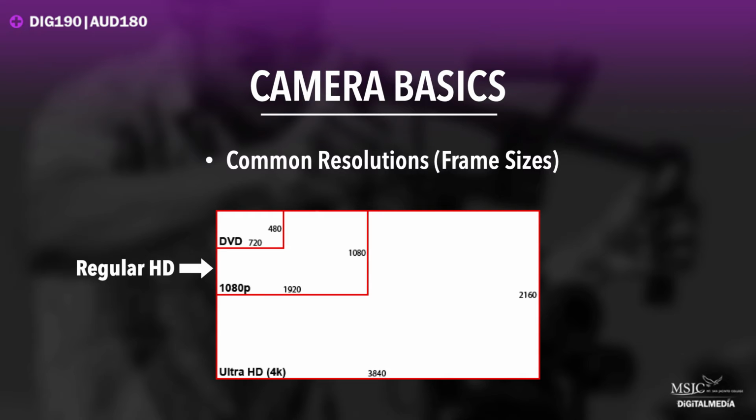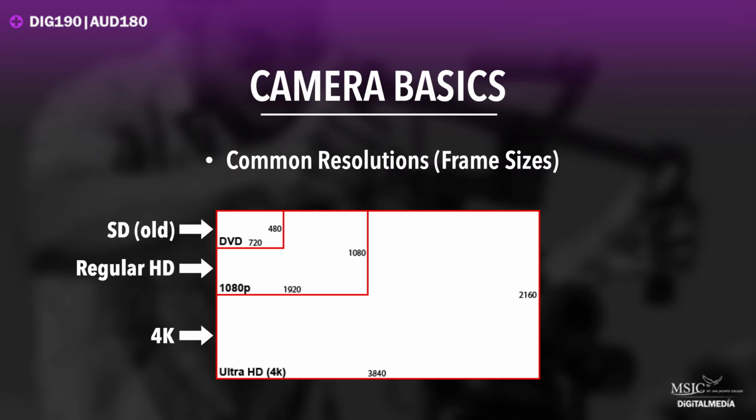So a standard frame size resolution would be regular HD, 1920 by 1080 pixels. There are older frame sizes, standard definition, that are smaller, but those are not really used anymore. So usually people are starting with that HD size, and then it goes up from there. The next most popular size after that would be 4K.